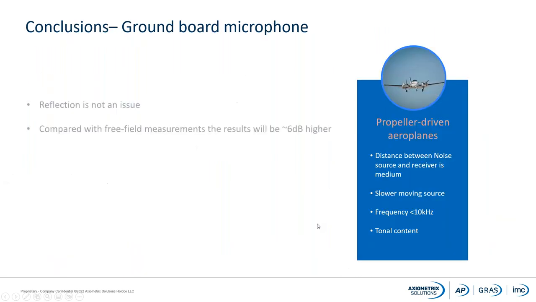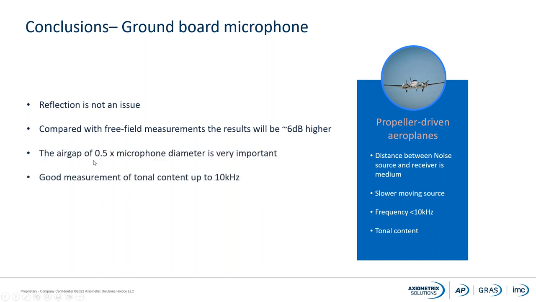So let's take a look at the characteristics for these propeller-driven airplanes. The distance between noise source and receiver was medium. It was a slower moving source. It has a frequency below 10 kilohertz, and it had some tonal content. And as we have concluded now, the reflection is not an issue any longer. And compared with free field measurements, the result will be 6 dB higher.